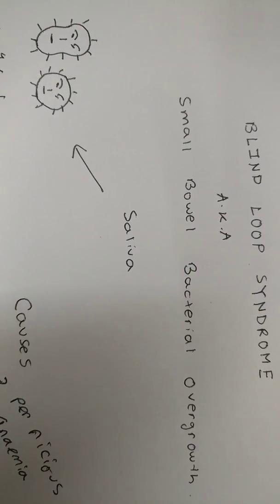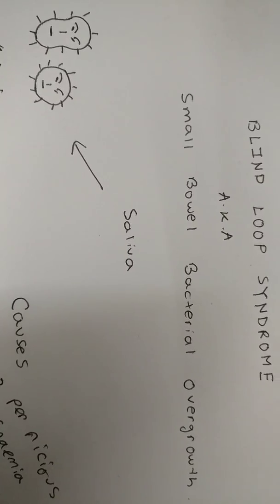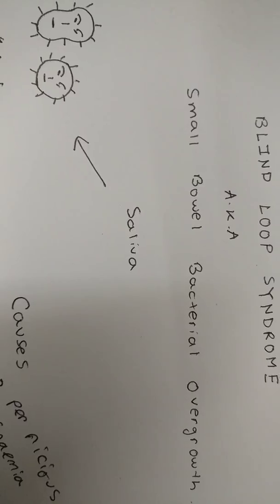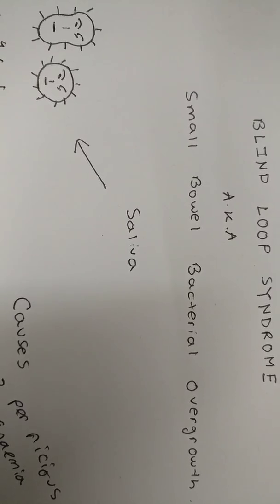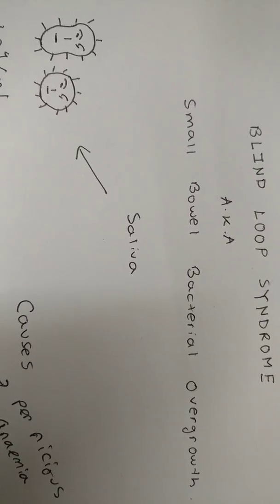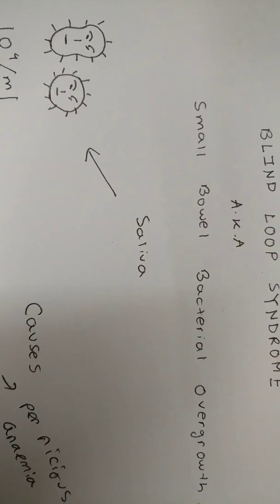Hello guys, Medicine Med Easy here, and we are here to talk about a topic today that is blind loop syndrome, also known as small bowel bacterial overgrowth syndrome. Now, the thing about this disease is that we know that the small bowel or the small intestine is composed of a lot of colonic bacteria.